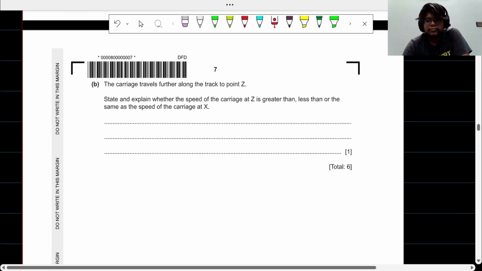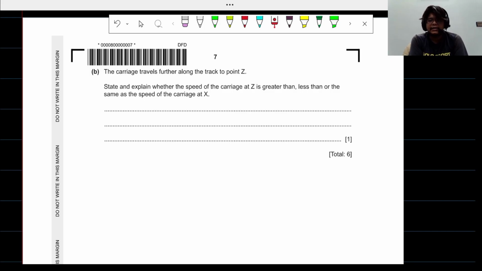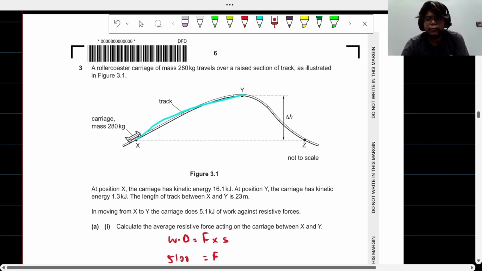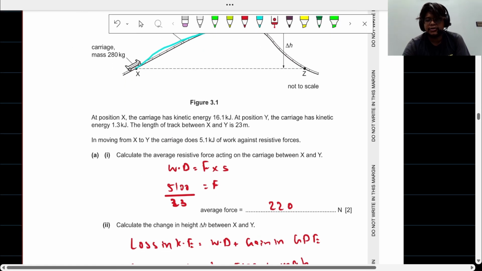Okay. Then in part B, it says the carriage travels further along the track to point Z instead, and explain whether the speed of the carriage at Z is greater than, less than, or the same. So now if we look at point Z, it is at the same height as X, right? They have the same altitude. So if we talk about an ideal case, there is no loss, no work done against friction. So from here to here, the change in kinetic to potential would be the same because the height difference is the same. But because there is some work done against friction, that work done is lost.